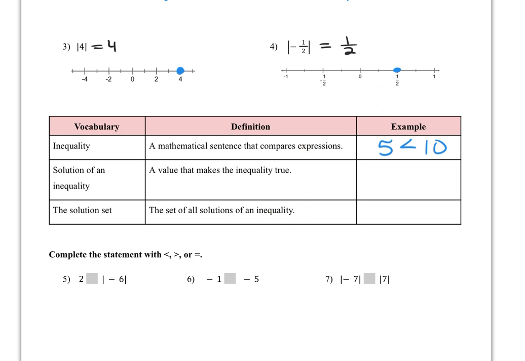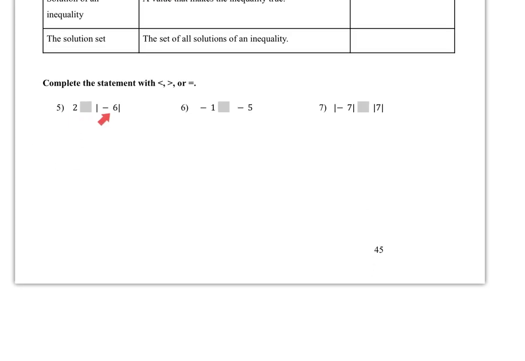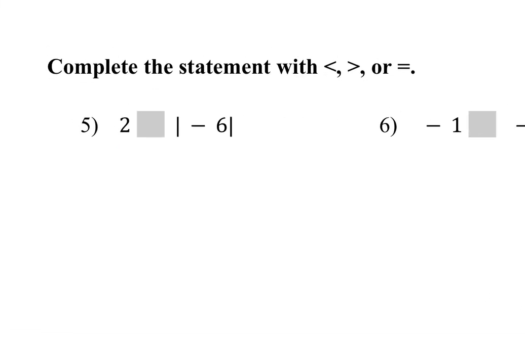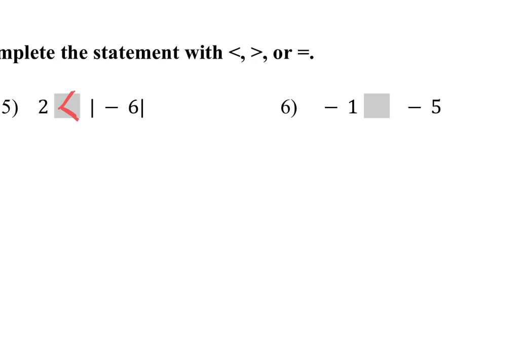Complete the statement. Board's that way. Thank you. Complete the statement with less than, greater than, or equal to. So we have 2 is blank compared to absolute value of negative 6. What would we put there? 6 is bigger. Yeah. What is it going to open towards? The 6. There we go. Good. Okay? Because the absolute value of negative 6, remember, is 6. Awesome. Okay? What about negative 1 and negative 5? Towards 1. Good.